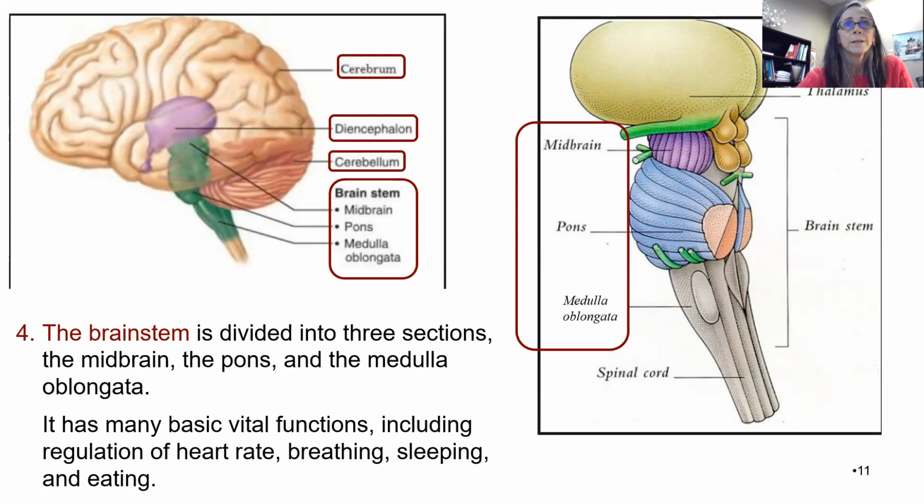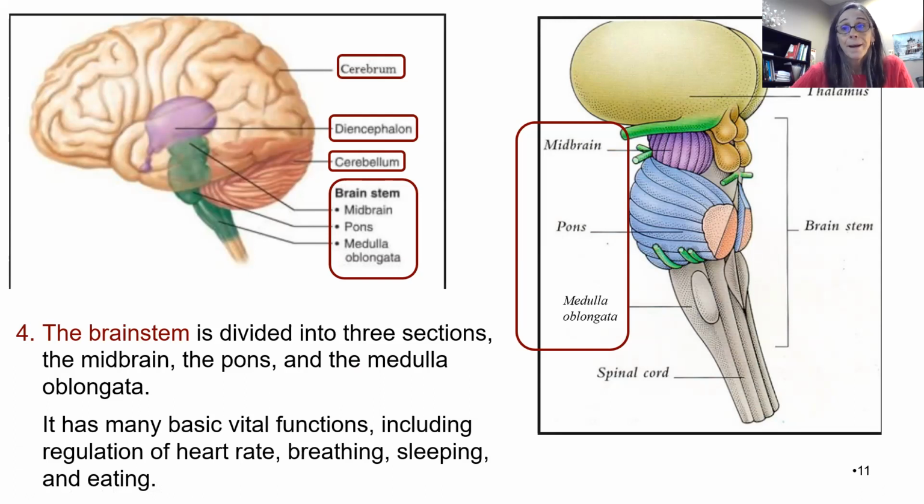I have more on it, but I guess I did not write it in the bottom. So basically, the medulla oblongata is responsible for main functions of heart rate, breathing, sleeping, and eating. Now this is the one structure that you've heard your whole life.